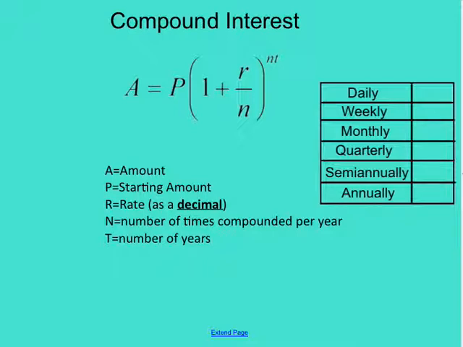A is your amount that you're getting to. P is your starting amount. So A is the answer you want. P is what you're starting with. R is your rate, and notice again it's as a decimal. We never use the percents in the actual problem. N is the number of times that it's going to be compounded per year.